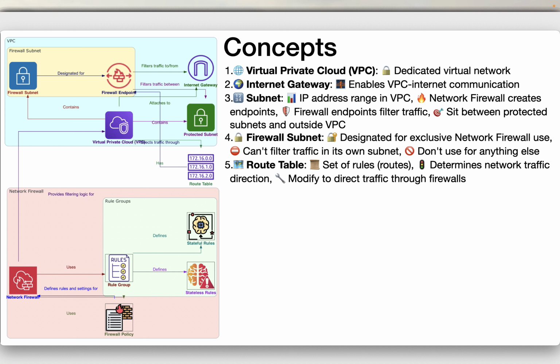Then a route table, which is a set of rules called routes that are used to determine where network traffic is directed. You modify your VPC route tables in Amazon VPC to direct traffic through your firewalls for filtering.